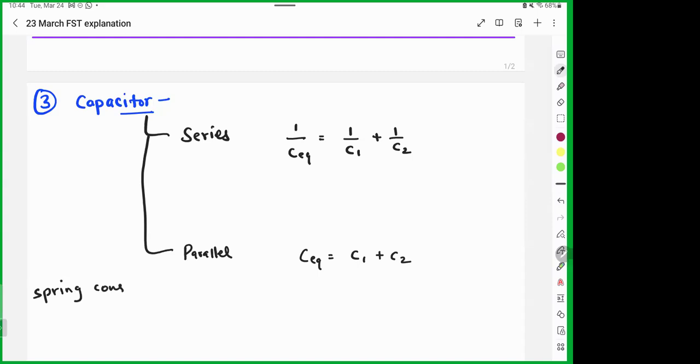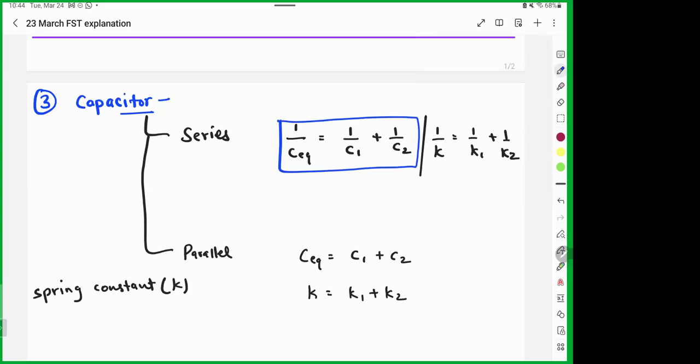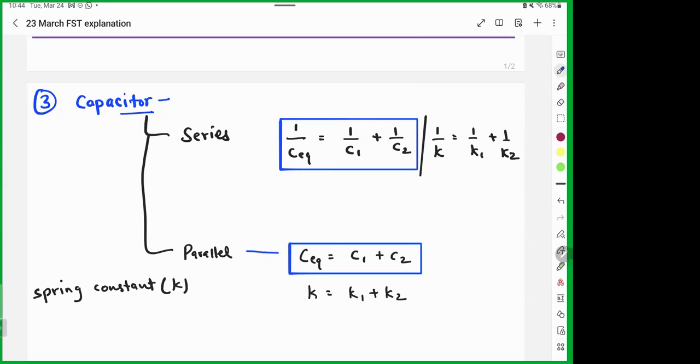Same like your spring constant K. If you take spring constant, kyonki humne last time baat ki thi is topic ke baare mein, to K will be K1 plus K2 in parallel. In series it will be like 1 by K equal to 1 by K1 plus 1 by K2. You know these two rules: series combination, parallel combination. Theek hai. Now come to the question.